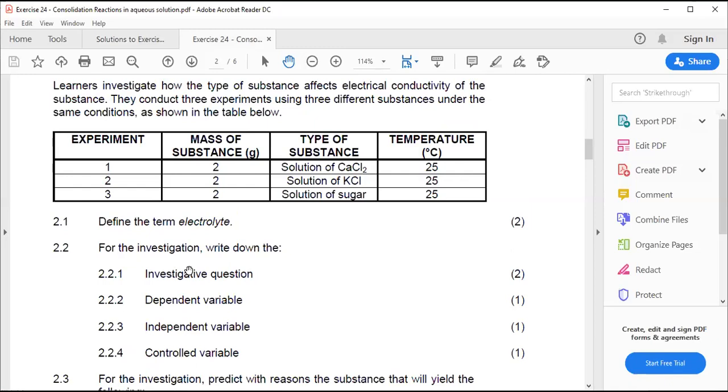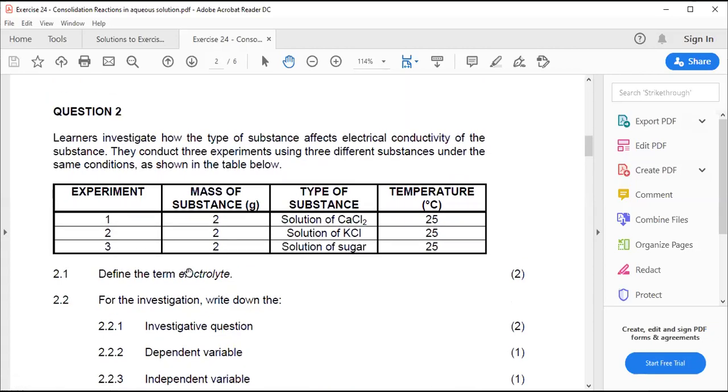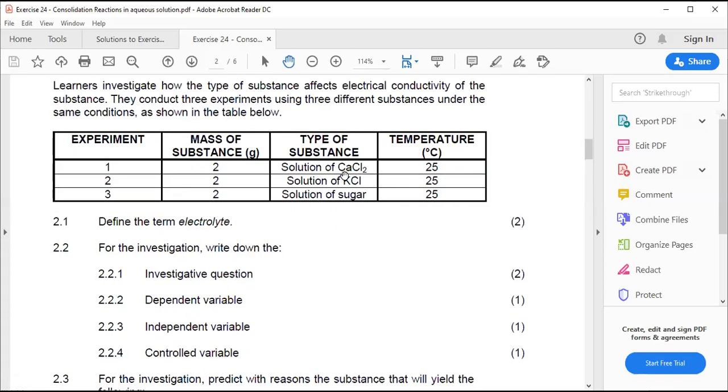Then you've got your controlled variable. What is a controlled variable? It's a variable that remains constant in an experiment. Right. So let's look at what are we investigating here? We've got different types of substances. So let's check here. Learners investigate how the type of substance affects electrical conductivity. So what are we doing? We are changing the type of substance. And what are we measuring? We are checking whether these substances are going to conduct electricity.